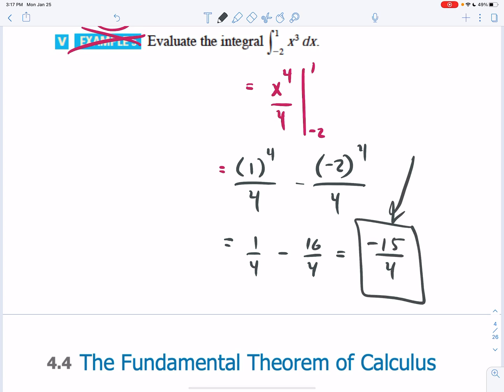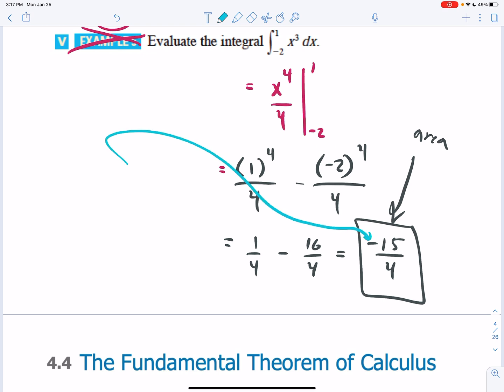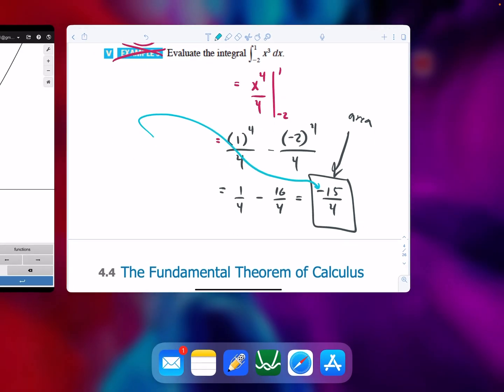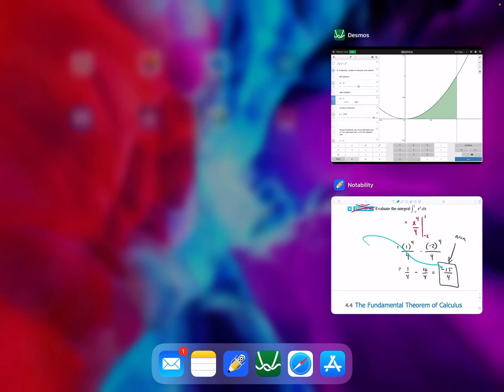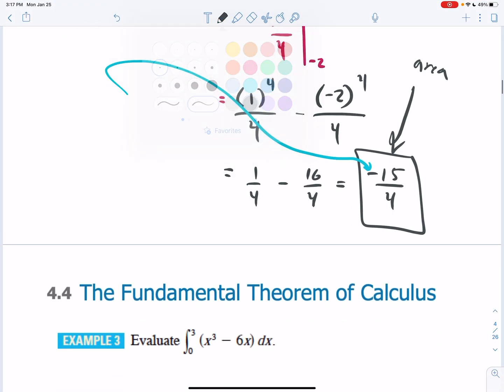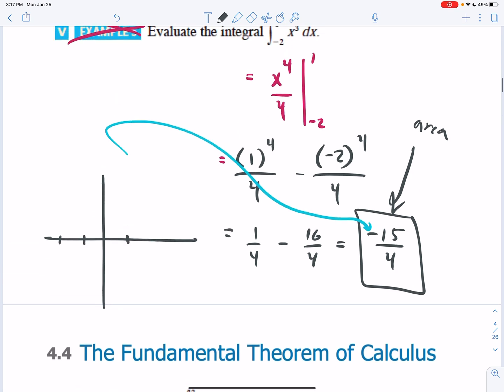Okay, what does this represent? This represents the area from -2 to 1. So why is it negative and what does it mean? Let me show you guys back at Desmos here. Let me go ahead and change this to, shoot. You know what, I'll just draw it out. Hopefully I'll draw it out accurately. So from -2 to 1, the cubic function looks a little bit like this. You know what, I can do better.